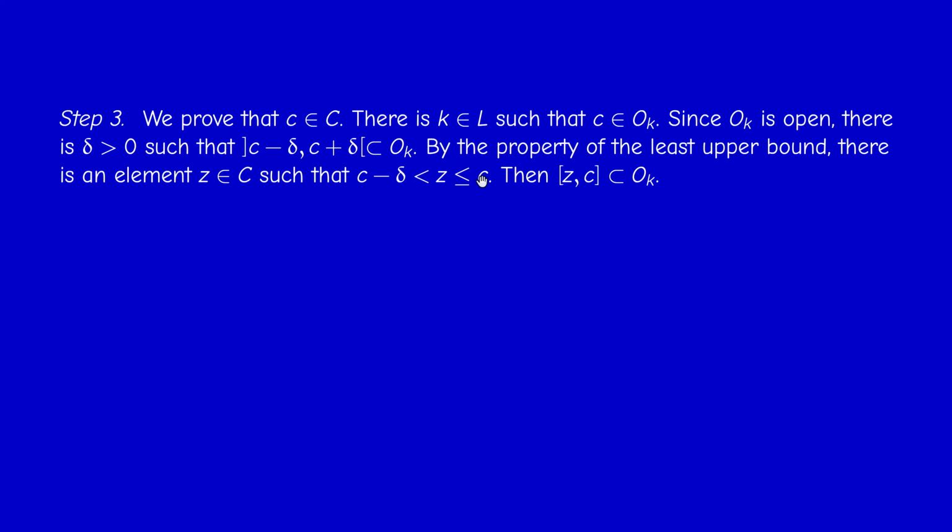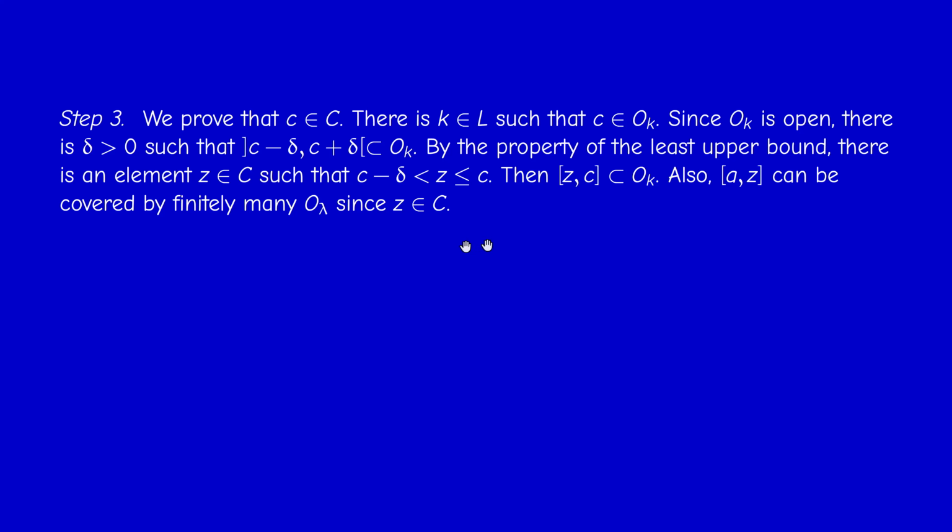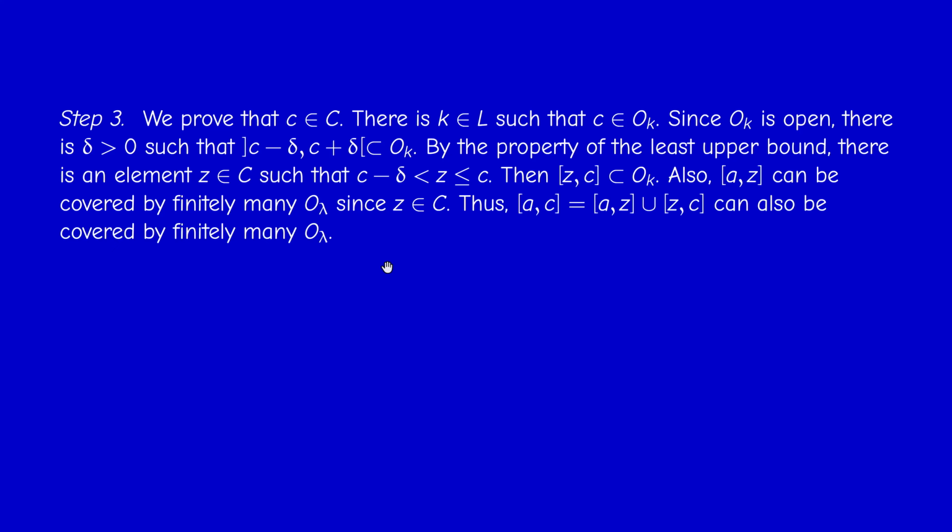Therefore, the interval ZC is contained in (C minus delta, C plus delta), so it's contained in one element O. So ZC is covered by one element. But since Z is in C, by definition of C, the closed interval AZ can be covered by finitely many O lambda. Therefore, when I take the union, AZ union ZC, which is AC, is covered by finitely many elements, because AZ is covered by, let us say, n elements, and ZC is covered by one element. So the union is covered by n plus one elements. And that, by definition of C, means small c belongs to capital C.